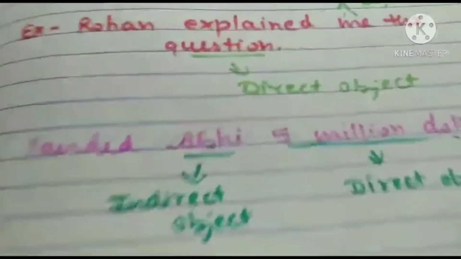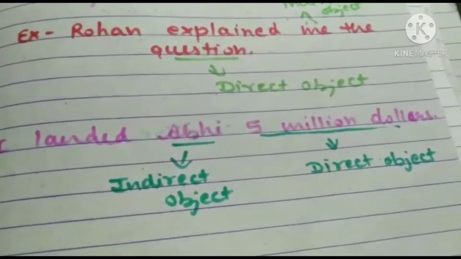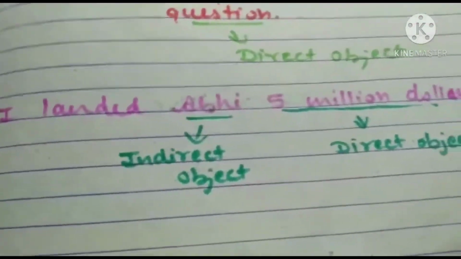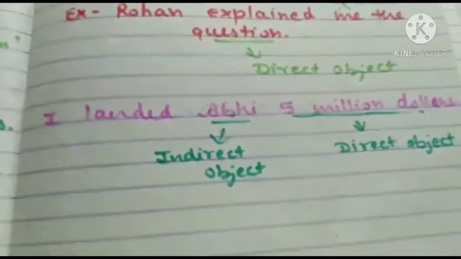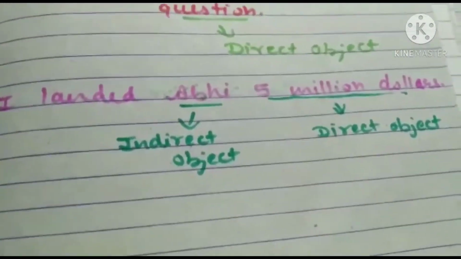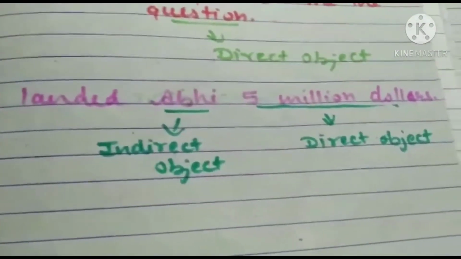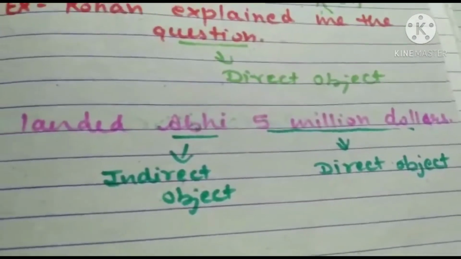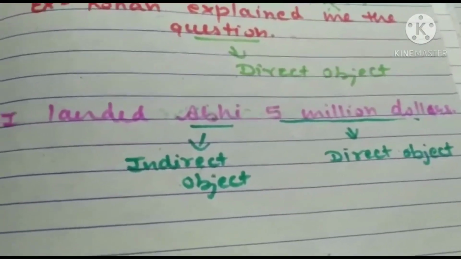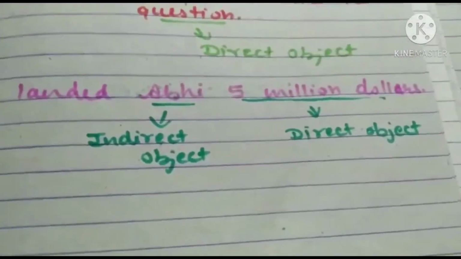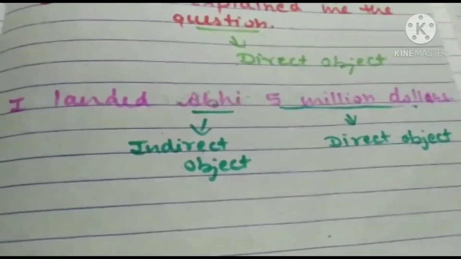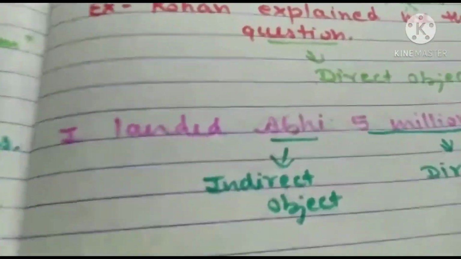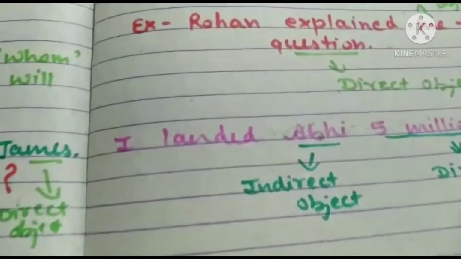Okay. Next one: I lent Abhi $5 million. I have already written it here to help you understand. First of all, find out the direct object. I lent what? $5 million is the direct object. So who is receiving this $5 million? Abhi. So Abhi is our indirect object because Abhi is receiving the direct object, which is $5 million. Okay, I lent Abhi $5 million.